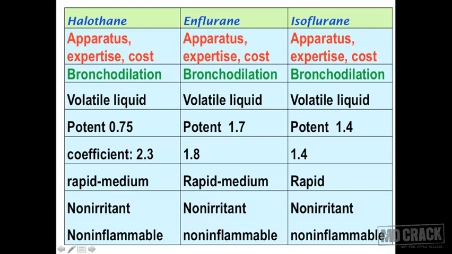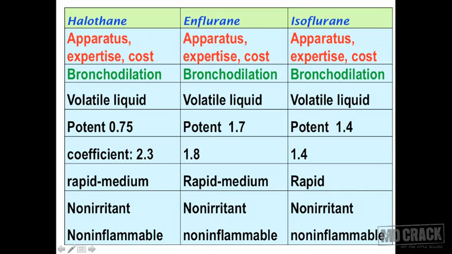The next point is halothane, enflurane, isoflurane, all of them produce bronchodilation. So this is good. Next point, all of them are volatile liquids. As far as the potency is concerned, we already discussed the minimal alveolar concentration, and you can have a look at the values. Halothane 0.75, enflurane 1.7, and isoflurane 1.4. So all of them are potent general anesthetics.